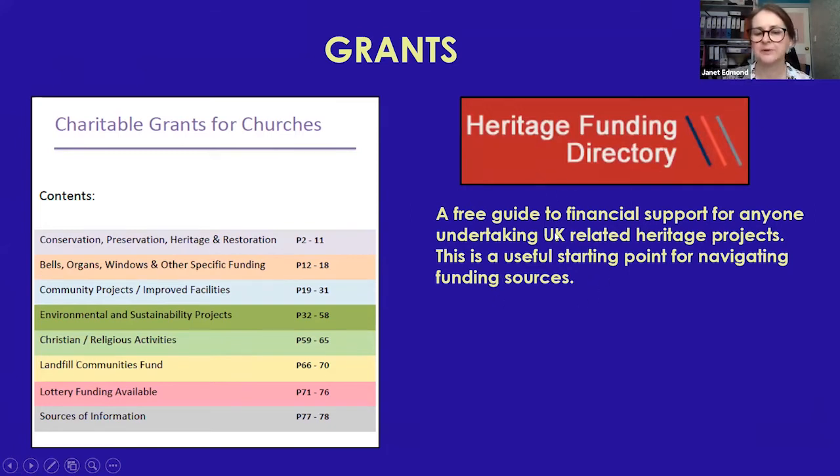You can click into the picture and it will take you to the correct pages. That's a good place to start as well. Some of the grants are a little bit out of date on there, but it's free to look at. So it's worth having a look at that one.